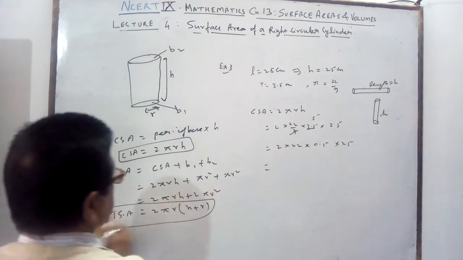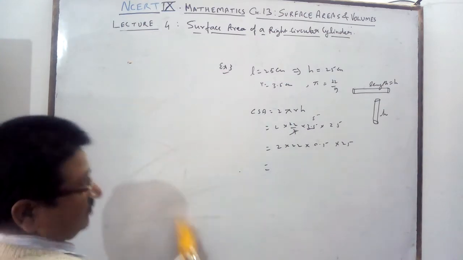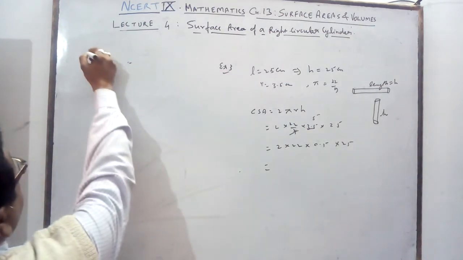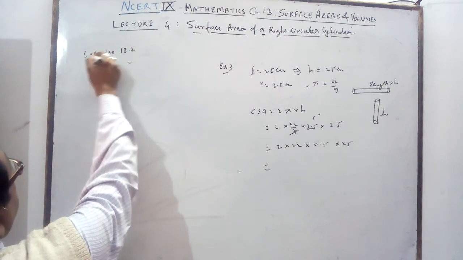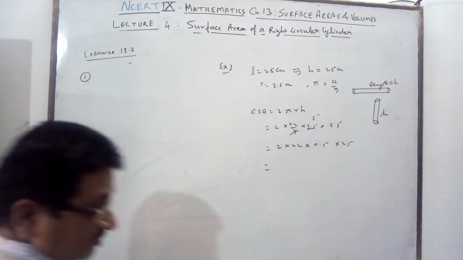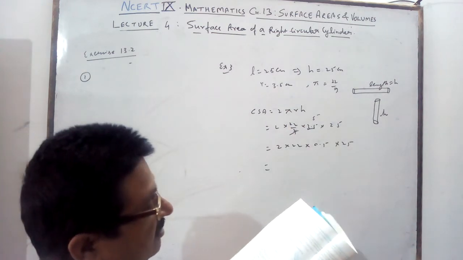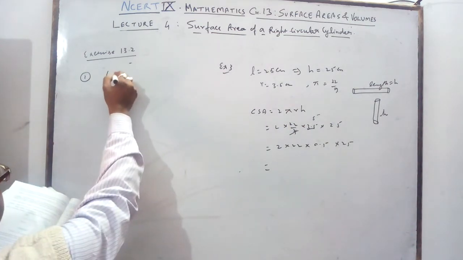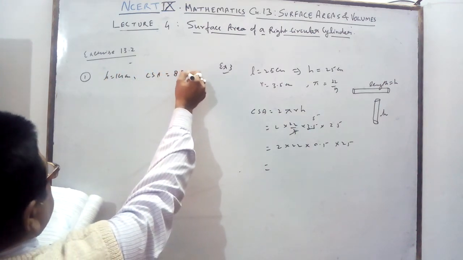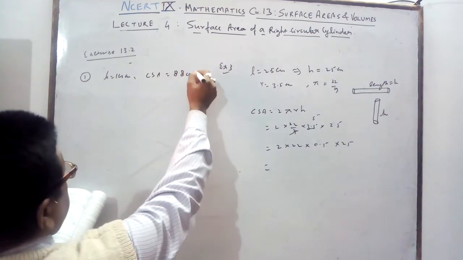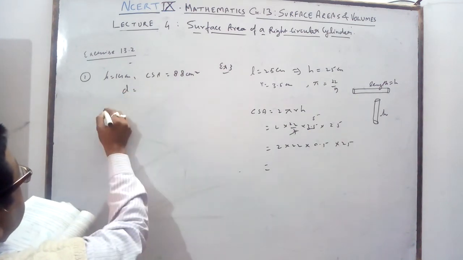Similarly, the exercise you will see is exercise 13.2, question number 1. What is the given question? The curved surface area of a right circular cylinder of height 14 centimeter is 88 centimeter square. Then find the diameter. You want to find out the diameter.